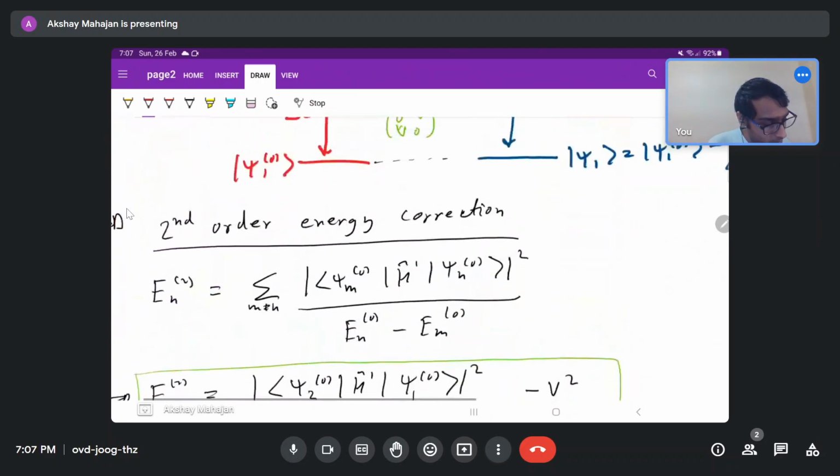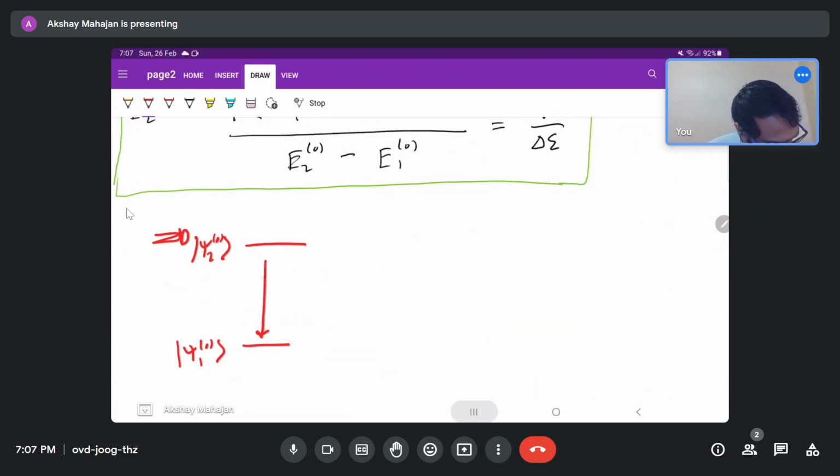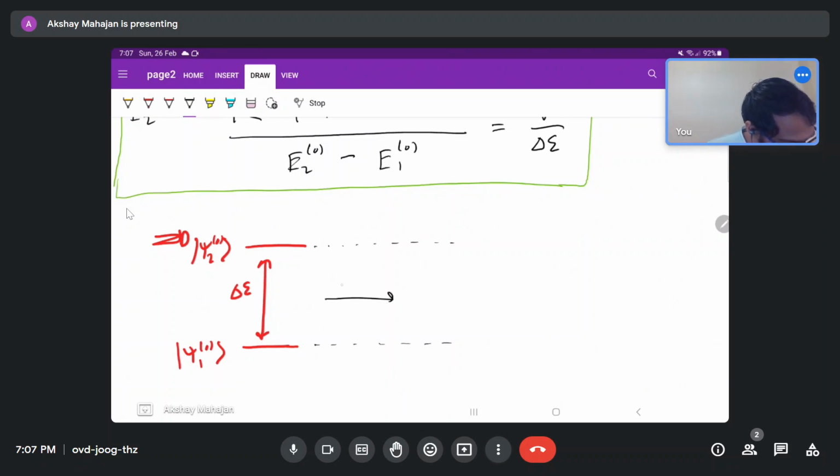Okay. Now the energy value didn't change, and this was delta E. This is delta E. And if we apply a V, up to the first order correction, we know that there was no change. We have applied V, which is 0 0 V V. All right.